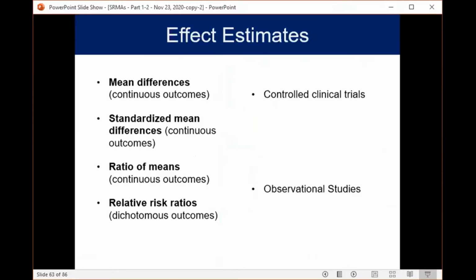The data used in a SRMA depends on the type of studies, clinical trials versus observational studies. Clinical trials have mean differences, which, if you are pooling data using different units that cannot be converted to the same unit, you then use standardized mean differences. This is in contrast to observational studies, which usually report relative risks. To keep things simple, I will use examples of clinical trials and thus mean differences in the rest of this presentation.